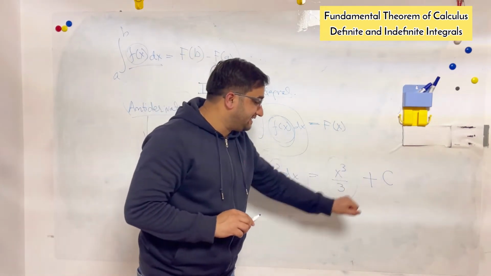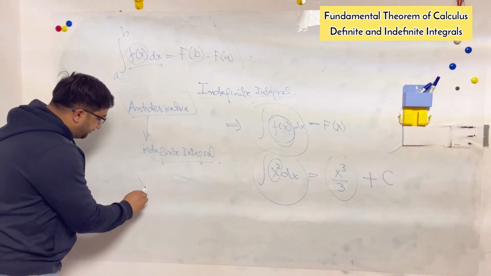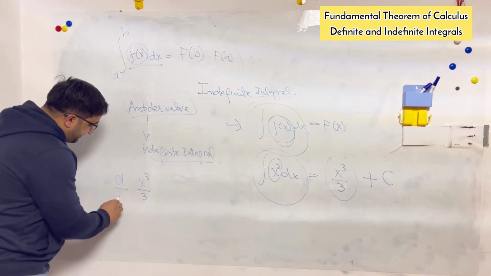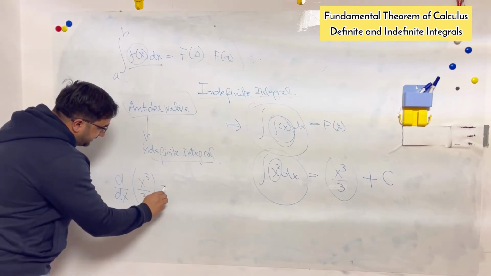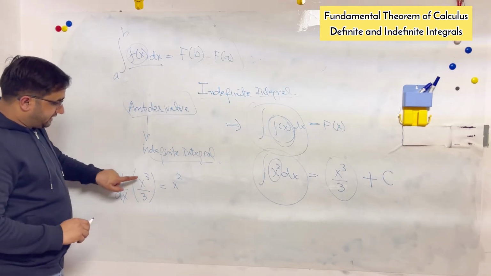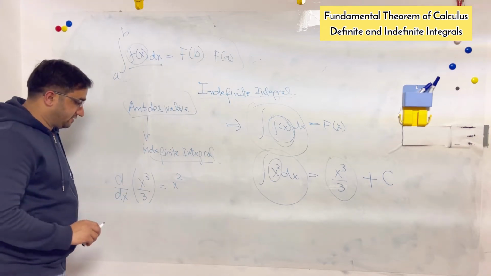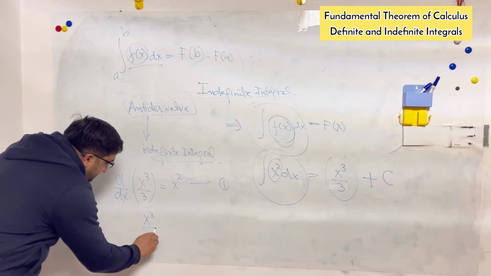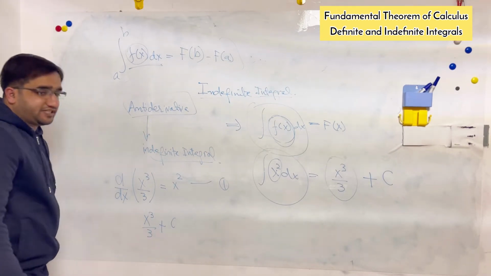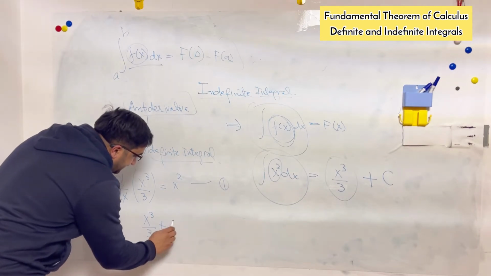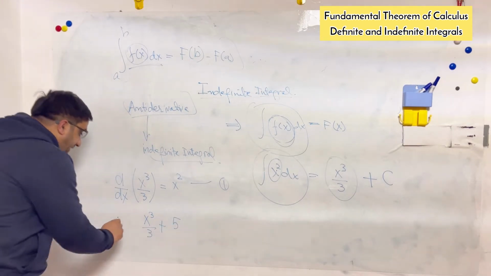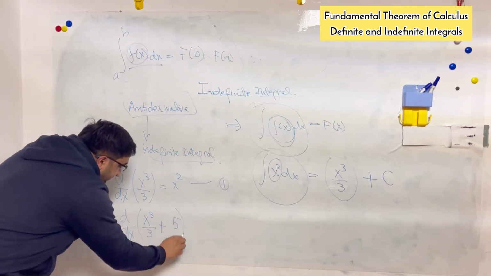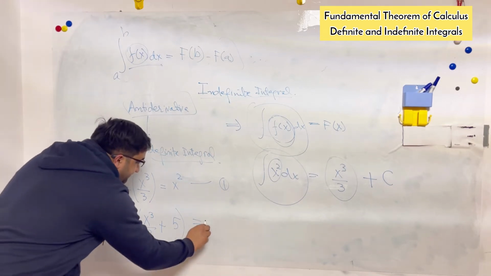Now why adding this c? Go back to the original function x cubed by 3, and when I take the derivative of this function, d by dx of this function, the answer is x square. 3x square divided by 3, 3 cancels, x square. Now this is 1. Also, if I take x cubed by 3 plus any constant c, for example, say I take 5, and now this is another function, and if I take the derivative of this function, the answer is x square.